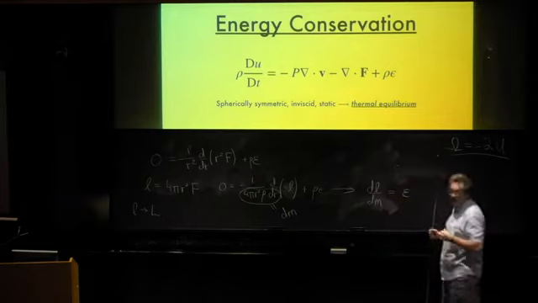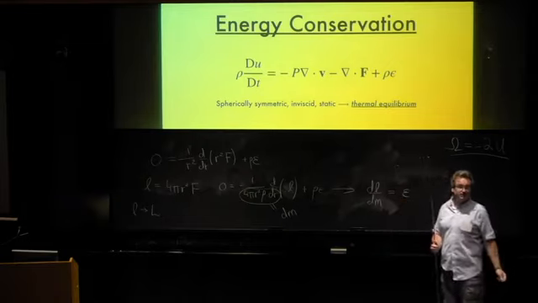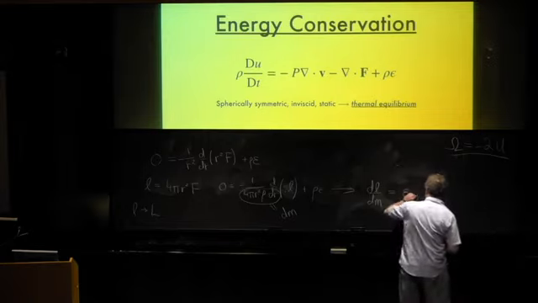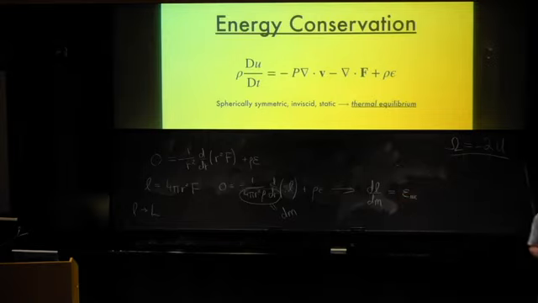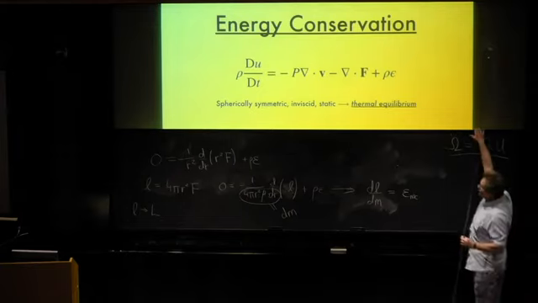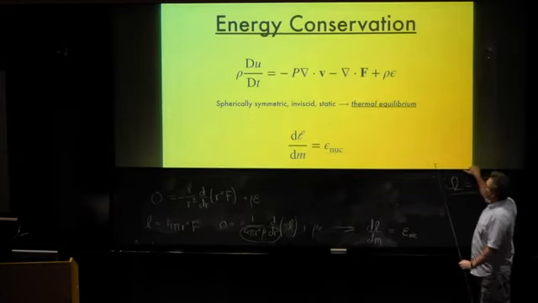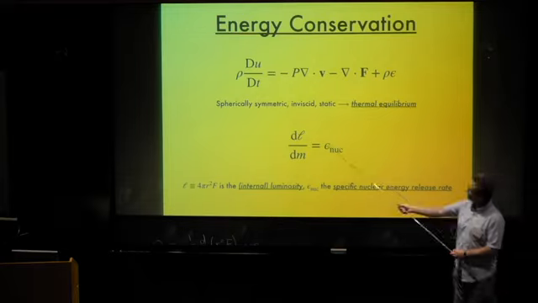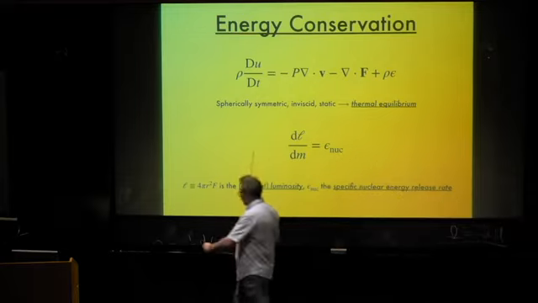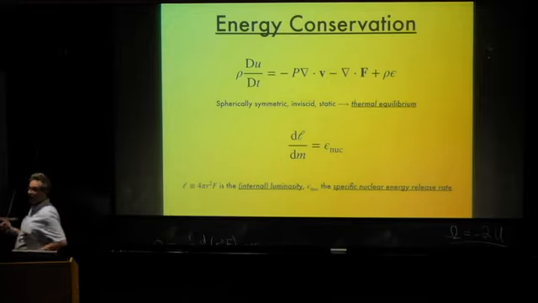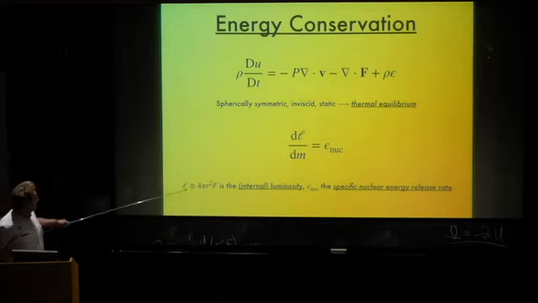And since I've said I'm neglecting viscous dissipation, I'm going to make explicit that this epsilon is the energy release rate per unit mass due to nuclear reactions, eps-nuc. So this is our energy conservation equation in the inviscid, spherically symmetric, static case. For stars that obey this equation, we say that they're in thermal equilibrium. There's no heating up or cooling down going on. They're in a nice thermal equilibrium. And here's our definition of the internal luminosity.